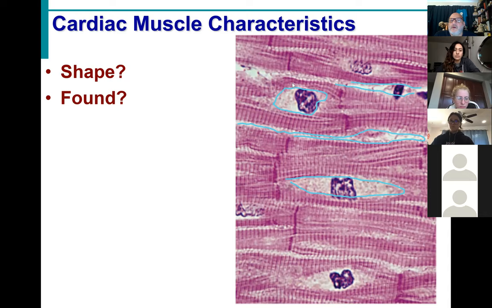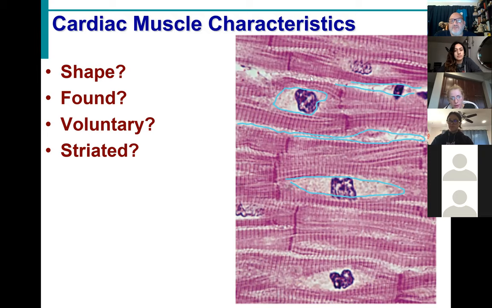Where is cardiac muscle found? Only in the walls of the heart. Excellent. Voluntary? It's involuntary. Striated? Yes, it is striated. We see the stripes very nicely, all the stripes of the muscle cells lining up. Perfect. Number of nuclei, one or many?